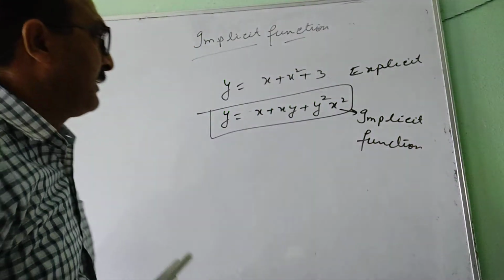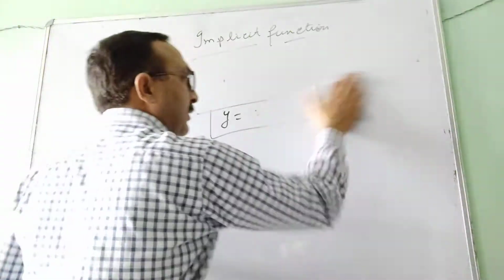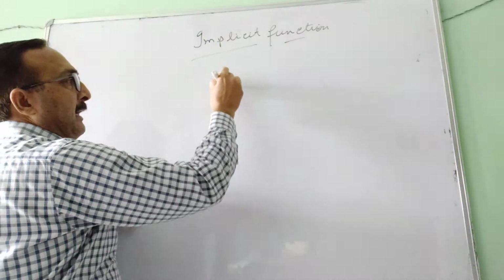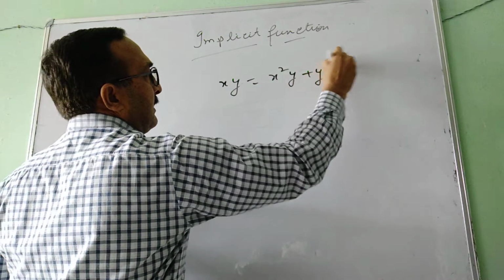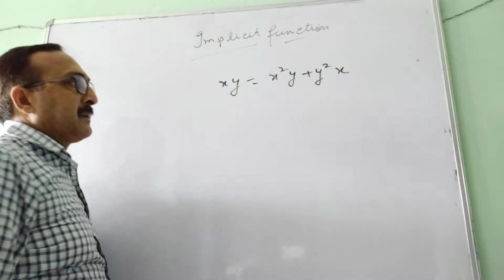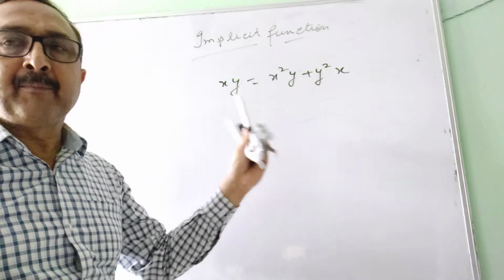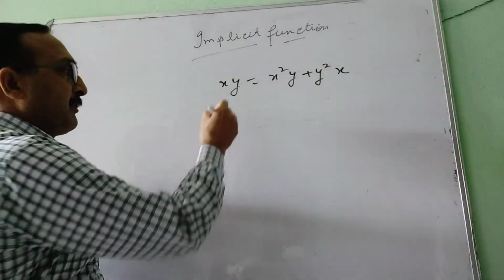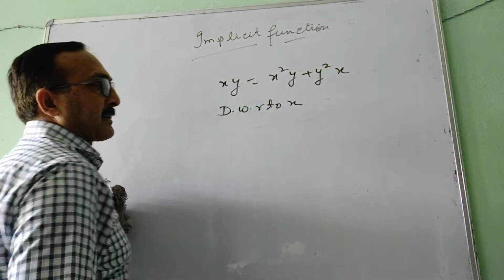Understand? So now I take a problem of an implicit function. Suppose xy equal to x square y plus y square x. This is the problem. First of all you check that it is an implicit function. It means x and y are mixed up. So now differentiating with respect to x.